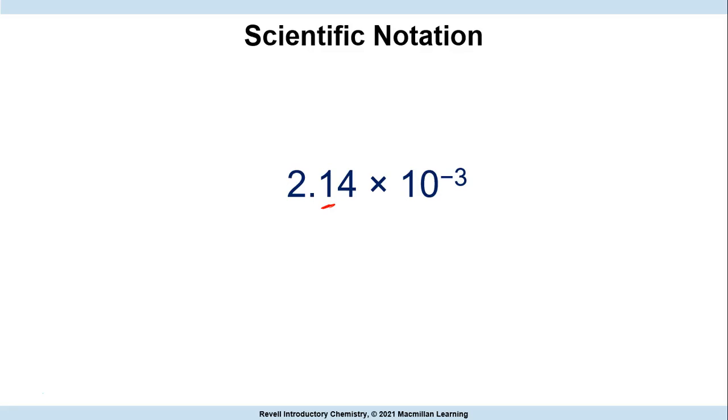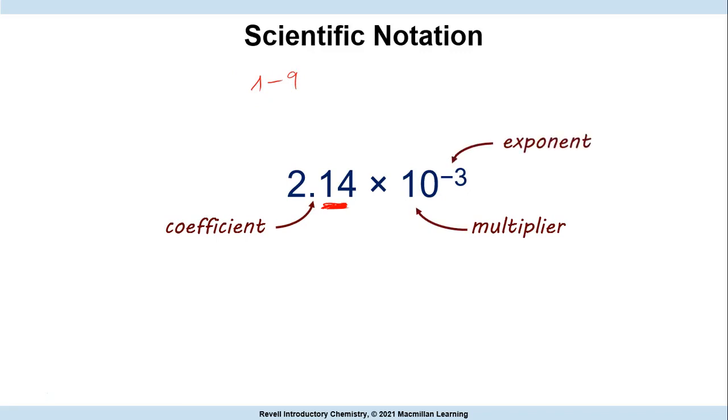With scientific notation, we have what is called a coefficient, we have what is called a multiplier, and we have an exponent. So now, the coefficient is a number that is always between 1 and 9. For example, in our example here, the coefficient is 2.14. So the coefficient is always between 1 and 9. And here we have the multiplier. This is the multiplier. And we have an exponent, which is the power to which that number is raised.